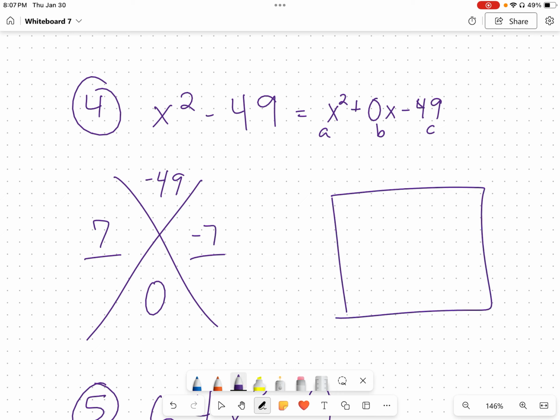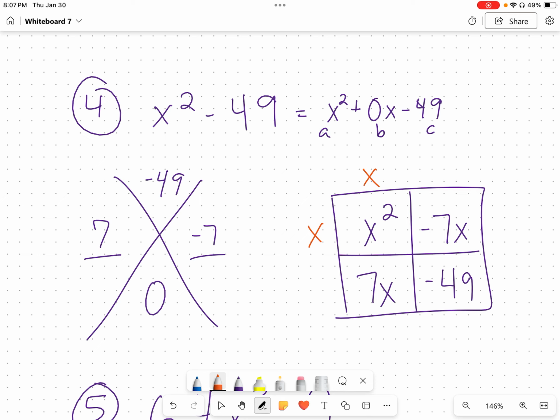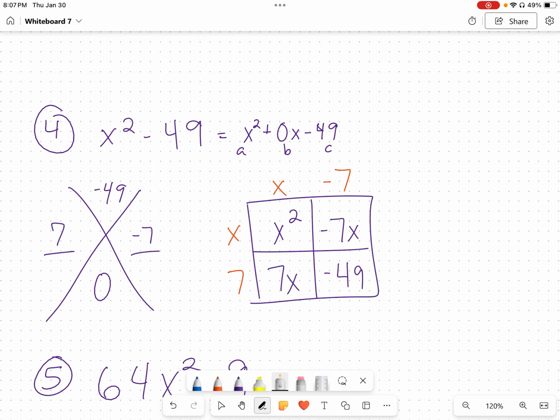So we'll do our box. So we have x squared minus 49. Then we have 7x and negative 7x. Factor out. This is x times negative 7, and then 7 times x. And then your last check would be 7 times negative 7 is negative 49. So that works. So this is x minus 7 times x plus 7.